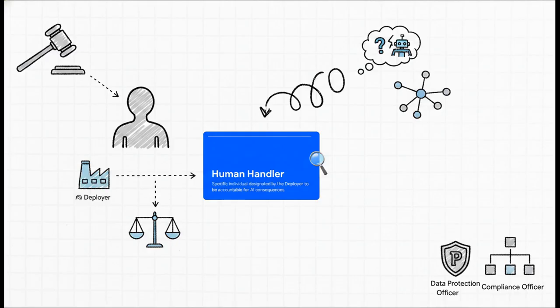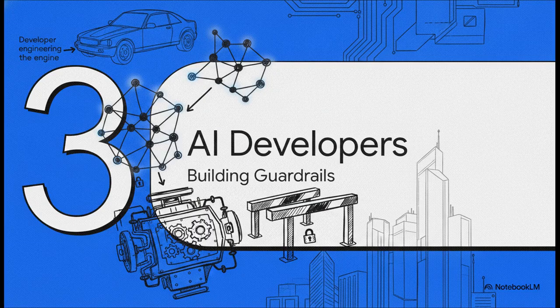All right, let's flip the script and look at Section 3, Specifications for AI Developers, Building the Guardrails.